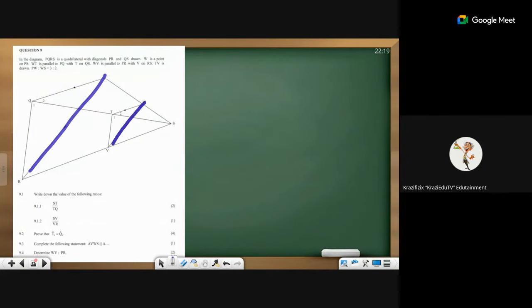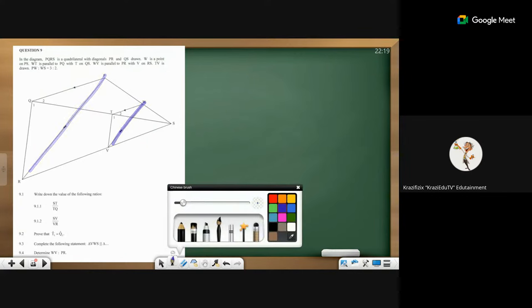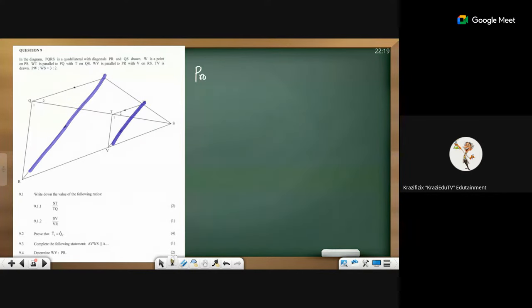Now, guys, once you get to this question and you start seeing parallel lines, you know we are working with what? You are looking for a triangle with parallel lines. There's nothing else to do. Nothing else. All right. The ratio PW to WS is 3:2.